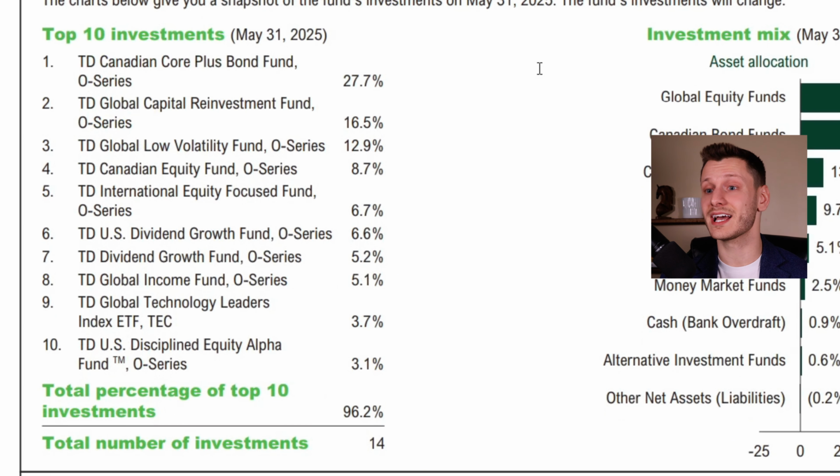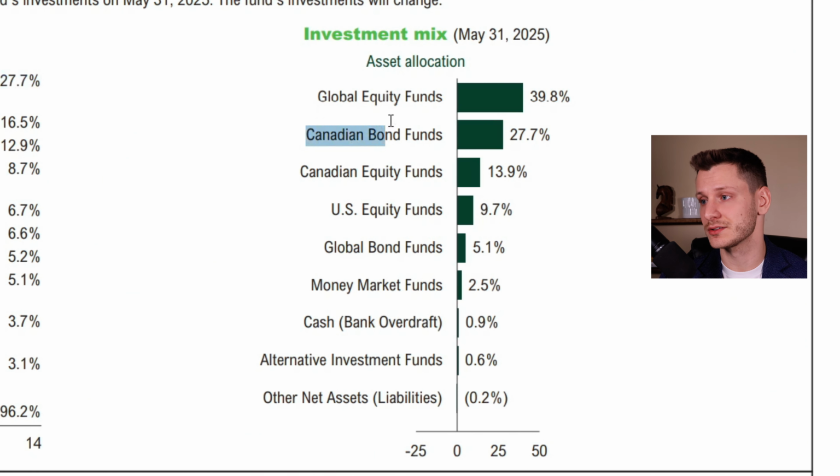Now, we are looking at a mutual fund. So a mutual fund is basically just a combination, or a big shopping cart, of other funds. So if I look at the top 10 investments, it's not actually telling me where my money is going. I can see that the number one biggest investment, which is 27% of my money, is in Canadian bonds, and we can also see it here.